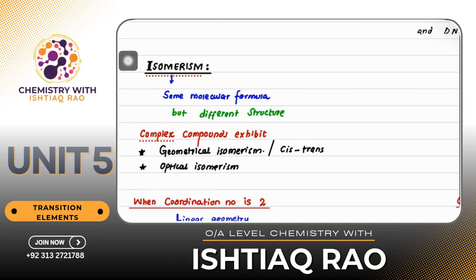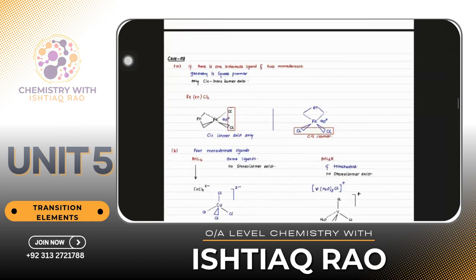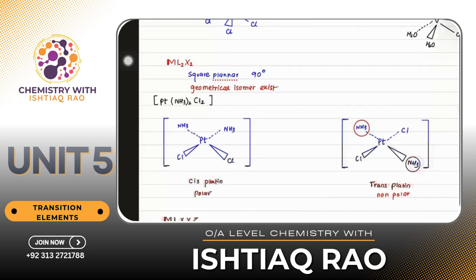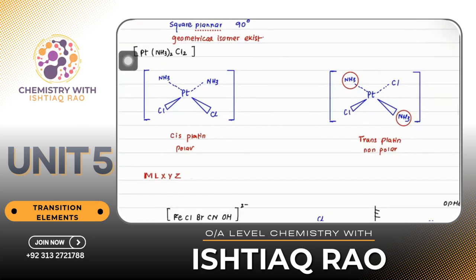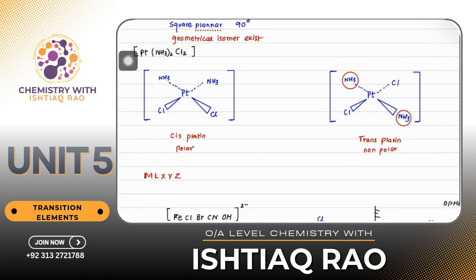For geometrical isomerism, let me tell you one thing that is very important in this complex, Pt(NH3)2Cl2. There are two same ligands and two same ligands, so two different types of ligands in this complex. If they are on the same side, I would say cis, and if they are on the opposite side, I would say trans. For this complex, we have to discuss some other things as well.